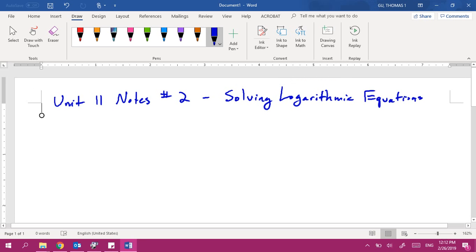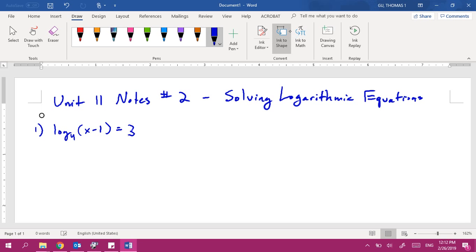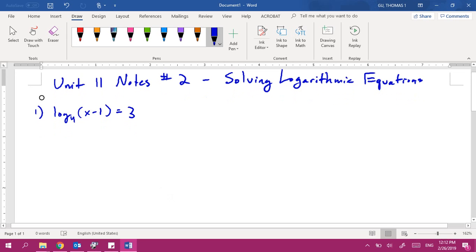So what does a logarithmic equation look like? It looks like this: log base 4 of (x minus 1) equals 3. There it is, a logarithmic equation. We need to solve it. So we're trying to isolate x and see what x could equal to make this a true statement.